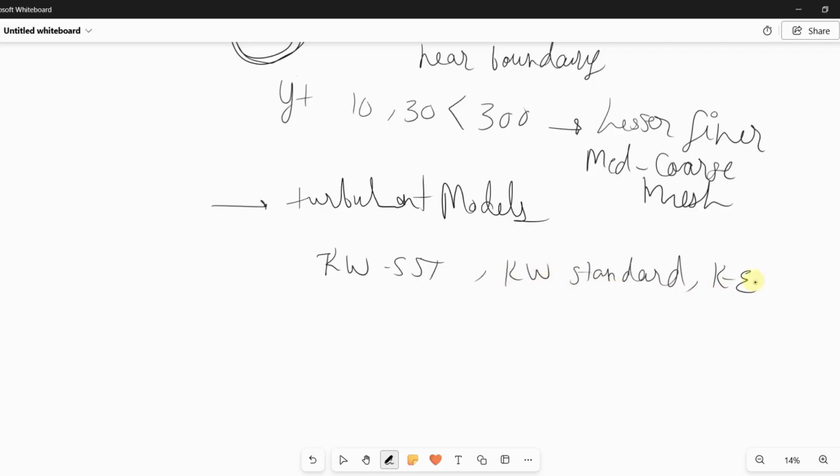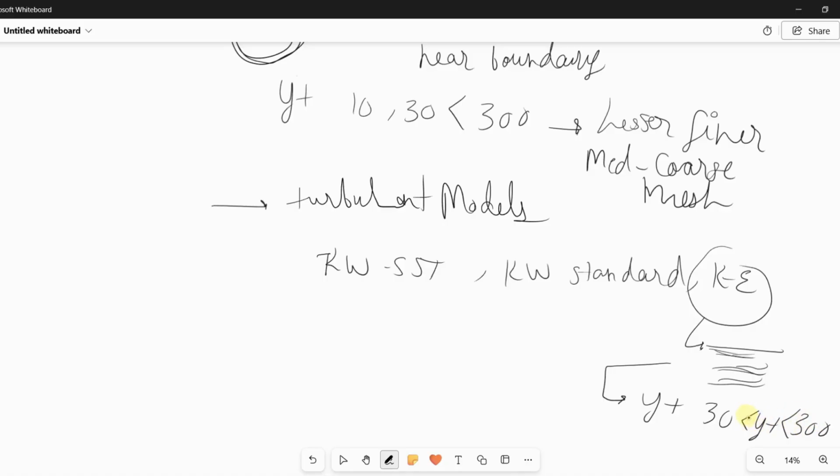In short, your k epsilon is excellent in the central flow regime, and it's very weak at the boundaries. So what can you expect here? Since it's weak at the boundaries, your y plus lies between 30 and 300. It's not that fine, which is exactly why it's not able to resolve much near the boundaries. That's why k epsilon performs very poorly at your boundaries.